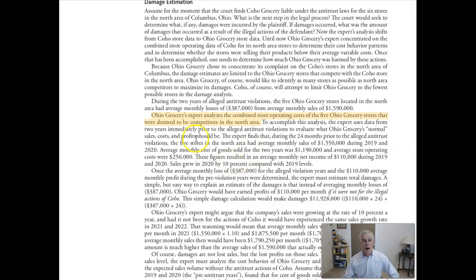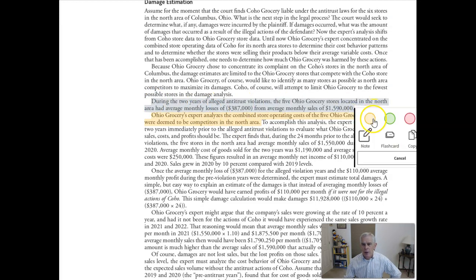We can see here that Ohio Grocery's expert analyzed the combined store operating cost of the 5 Ohio grocery stores that were deemed to be competitors in the north area, competitors with Coho. Now, this paragraph, or the sentence right above it, I didn't highlight this, but let me do that right now.